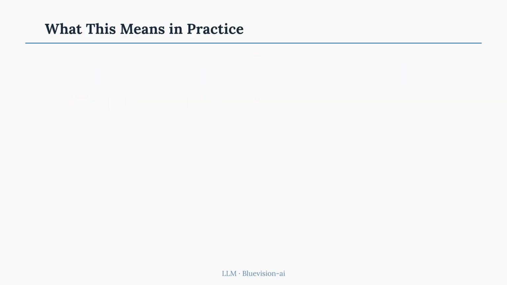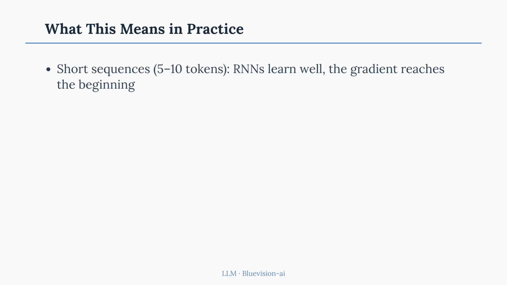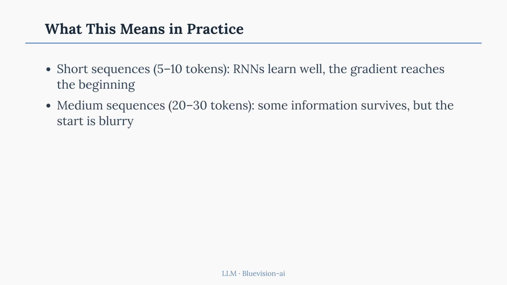What does this mean when you actually try to build something with RNNs? Short sequences, 5 to 10 tokens. RNNs work well. The gradient reaches the beginning. You can do part-of-speech tagging, named entity recognition on short spans, simple classification tasks. Medium sequences, 20 to 30 tokens. Some information survives, but the beginning of a sentence is blurry. The network has a faded, imprecise memory of what it read first.